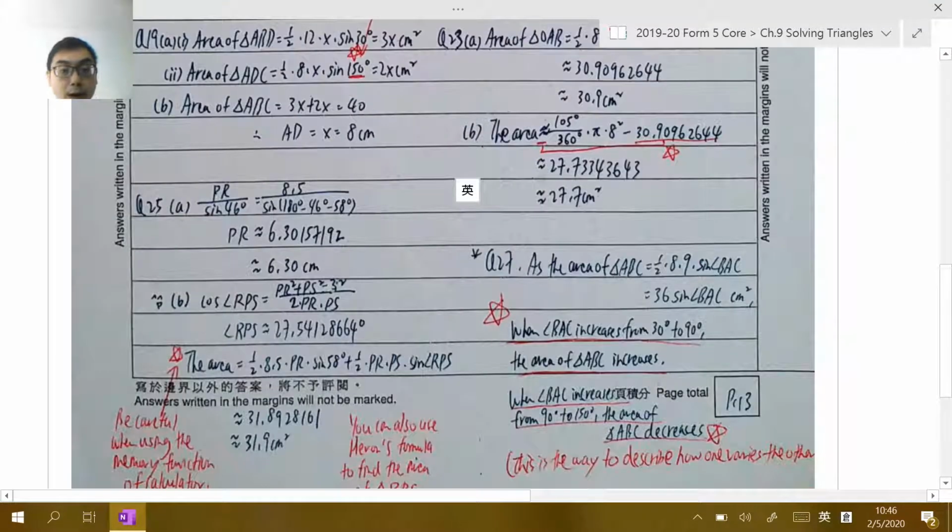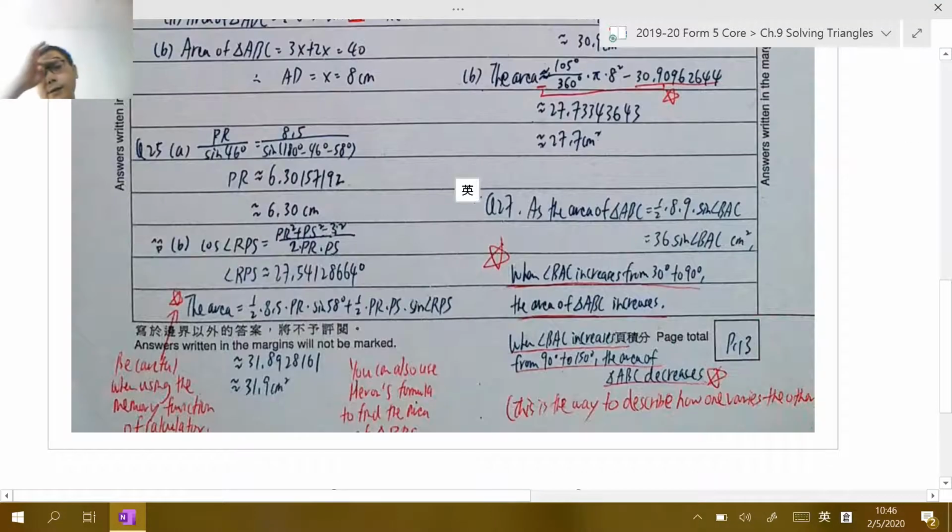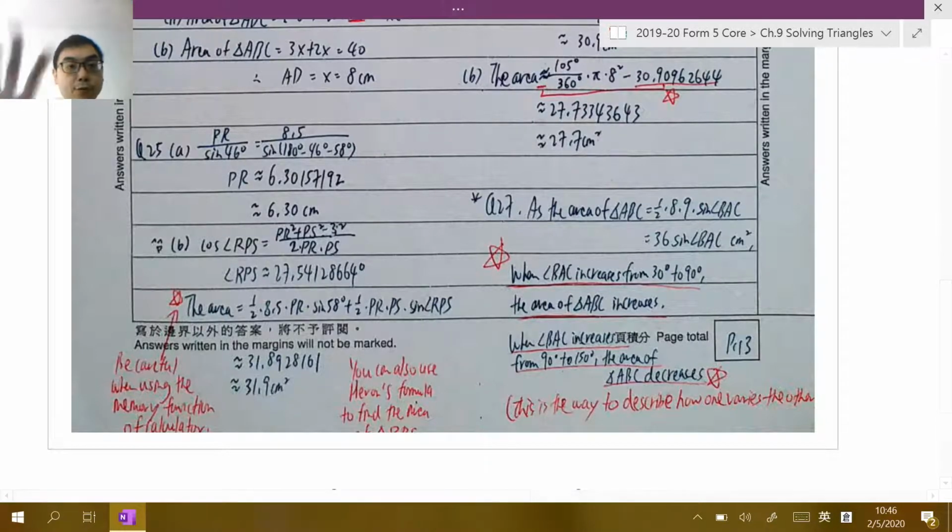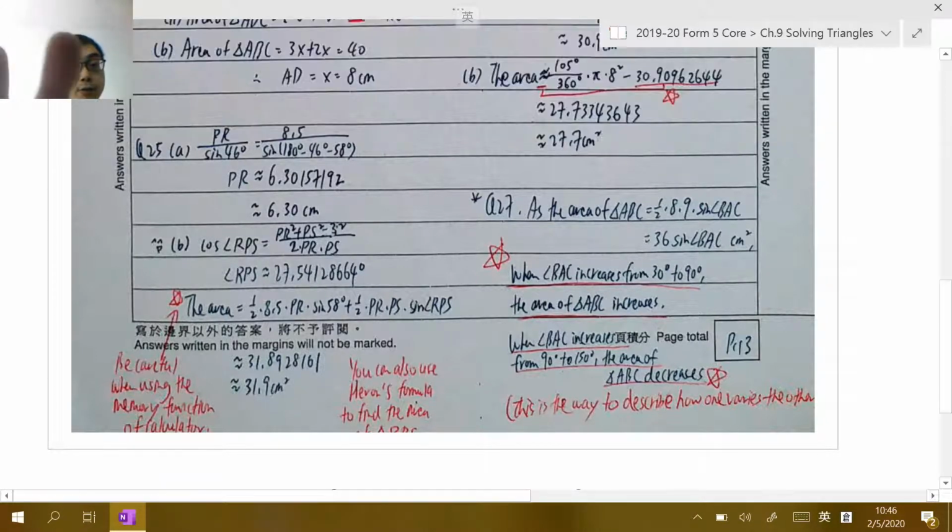I would also like to say that sometimes you may not just need to find one value, but you may have to combine two values to find the last one. For example, for question 25, you have to separate the quadrilateral into two different triangles, and for these two triangles you have two different values. For example, you have to use PR as well as another angle RPS in order to get the most accurate result when you want to find this area.